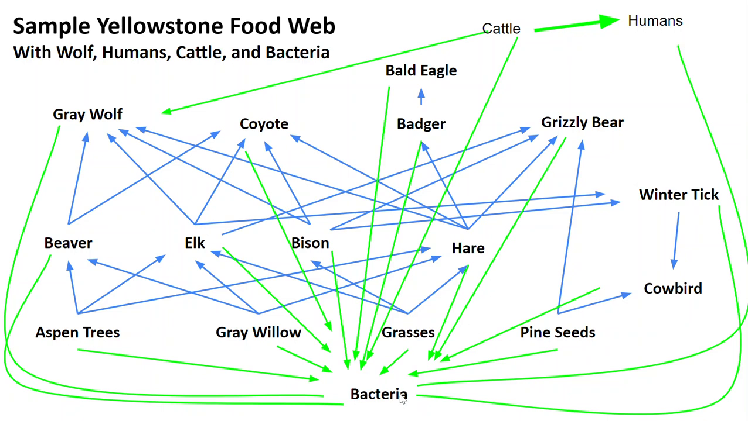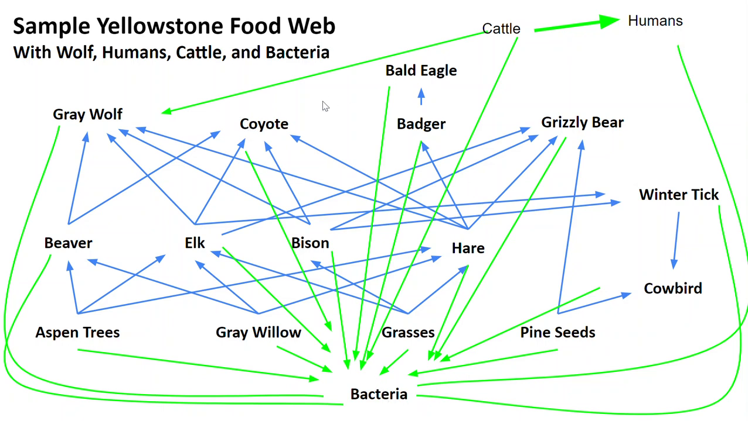Or other decomposers as well. So if a grizzly bear dies, the bacteria is going to get energy from that. The pine seeds that didn't get eaten by other creatures are going to die and the bacteria will consume them. Okay, coyote dies, we have bacteria consume that coyote.